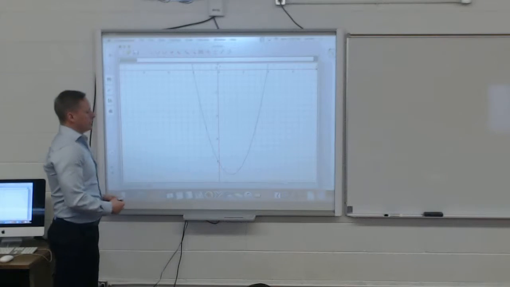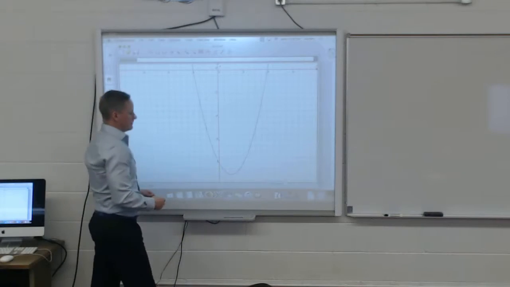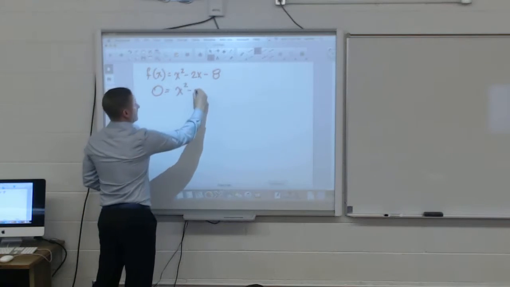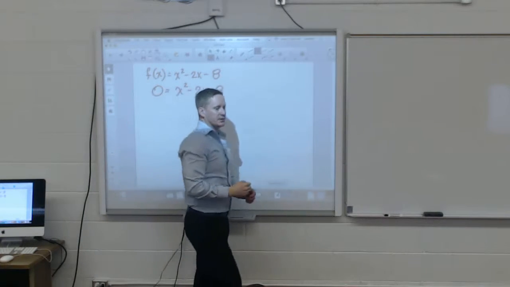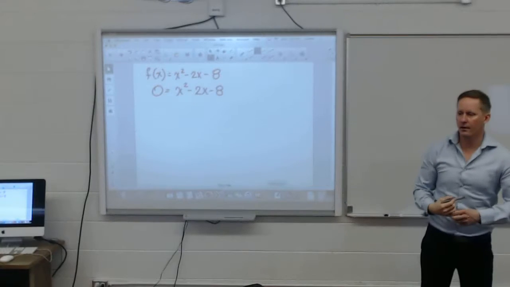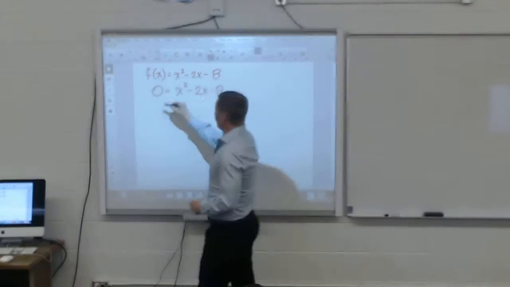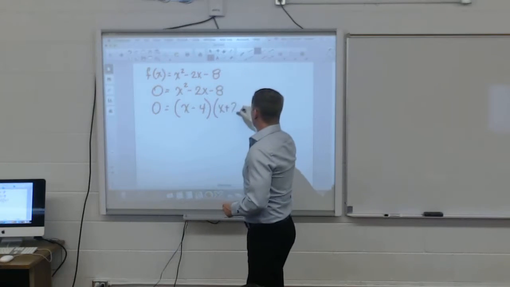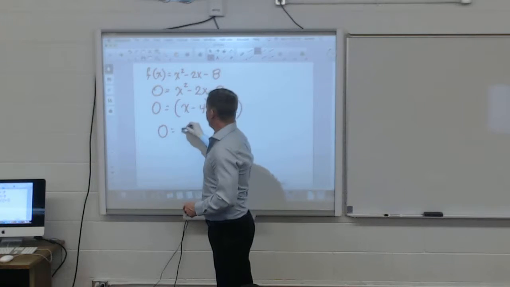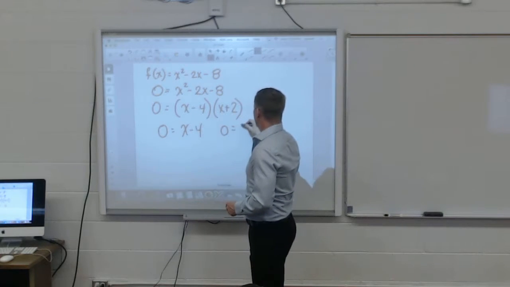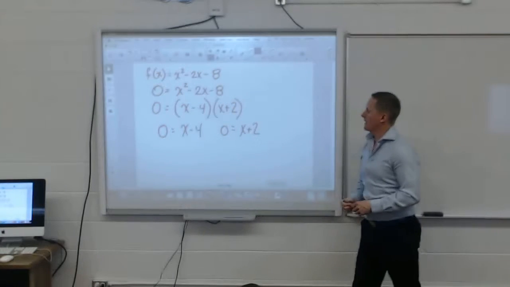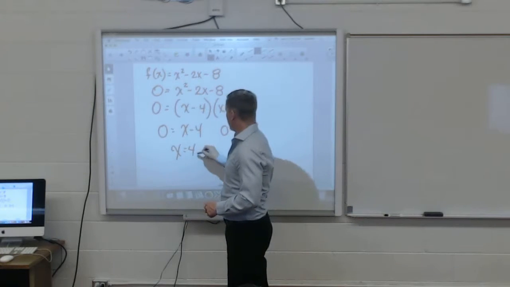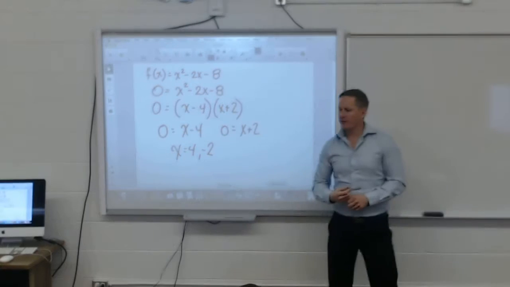The second method, because we're looking for the roots in the equation, which we also call the zeros of the equation, is I let y equal 0 because that's where it crosses the x-axis, right? And then I factor it. Factors of negative 8 that add to give me negative 2. X is equal to 4 and negative 2. So there's method number 2.